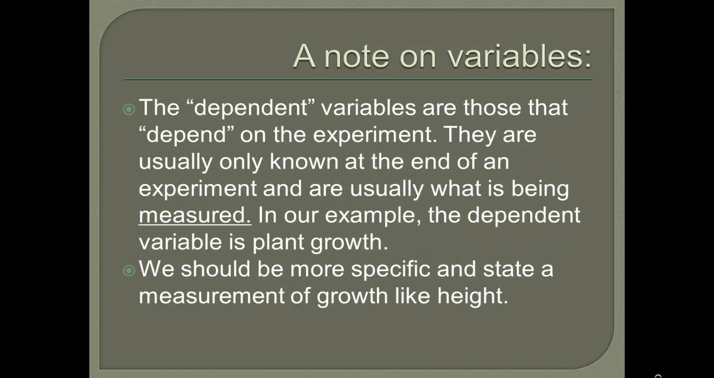My dependent variable literally depends on the experiment. They're not known until the end of the experiment, and that is what we are trying to measure. So in our experiment, the dependent variable is going to be the plant growth. I don't know yet. That's what I'm trying to figure out. So instead of just saying plant growth, I would like us to be a little bit more specific and state how we're going to measure it. So in our case, let's go with plant height.